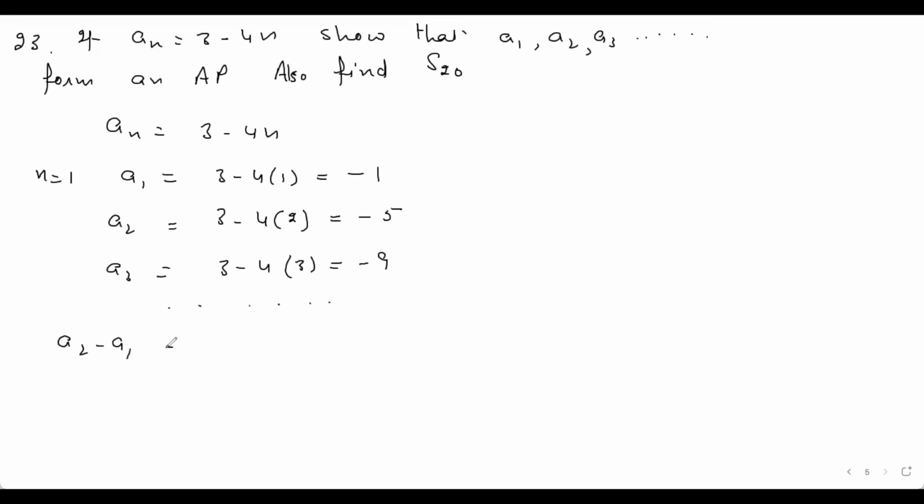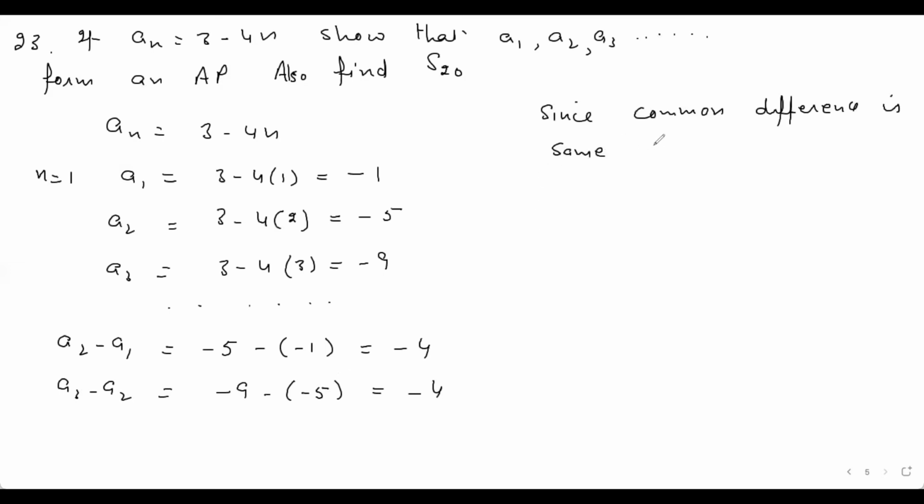A2 minus a1 is equal to minus 5 minus minus 1, that is minus 4. A3 minus A2 is equal to minus 9 minus minus 5, that is equal to minus 4. Since common difference is same, this forms an AP. So it implies minus 1, minus 5, minus 9 onward is an AP. So here A is equal to minus 1 and D is equal to minus 4. I am to find S20.